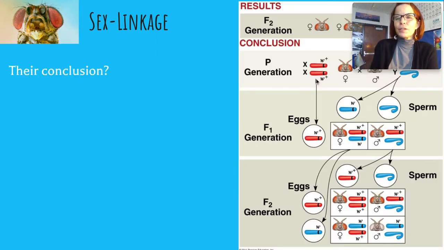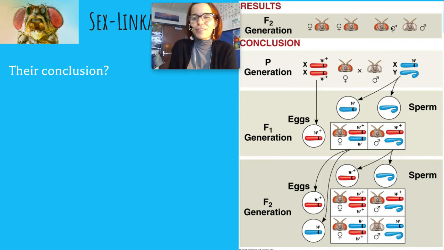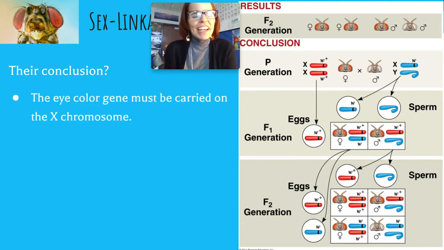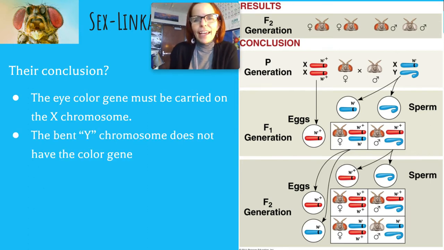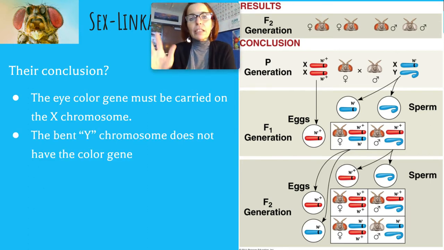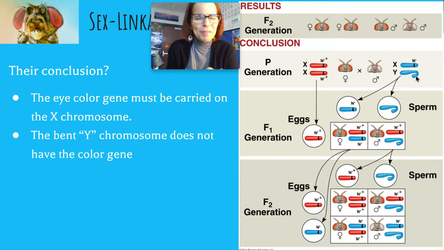So the conclusion of the researchers was that the eye color gene must be carried on the X chromosome. And the bent Y chromosome, let's look at it, does not have the color gene. So here's the P generation. This is the original parents. The female has 2 X chromosomes, and she has the dominant trait on both for red eyes. The male has 1 X chromosome, and he's got the recessive trait for white eyes. And then his second chromosome is the Y chromosome in the sperm that does not carry a color either way for eye color.